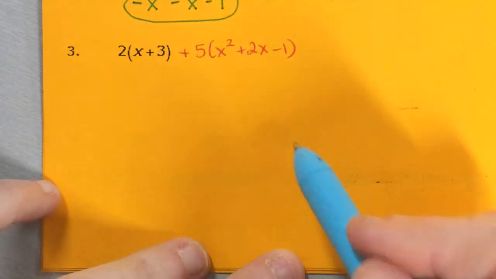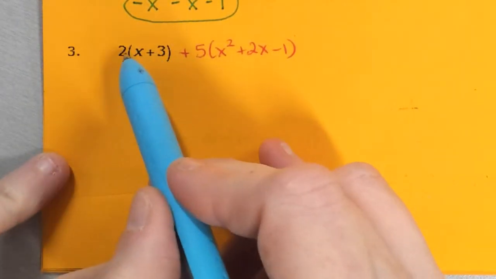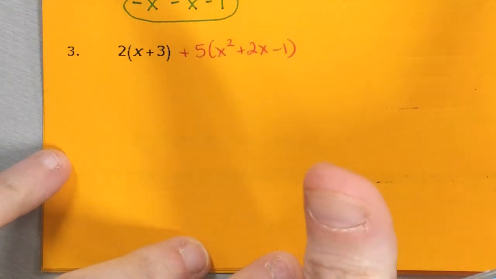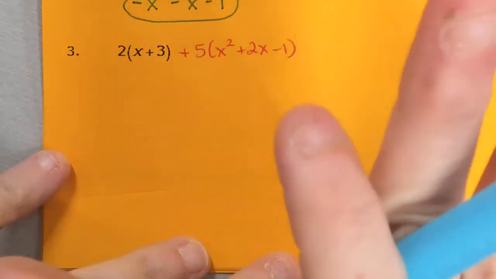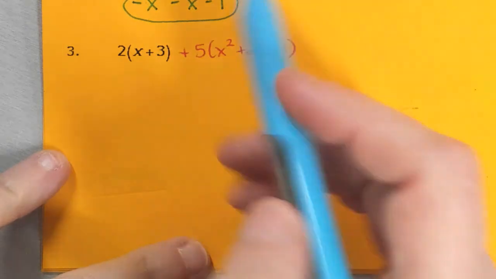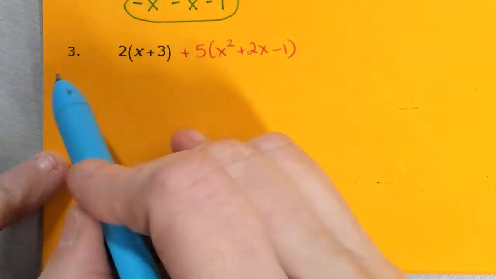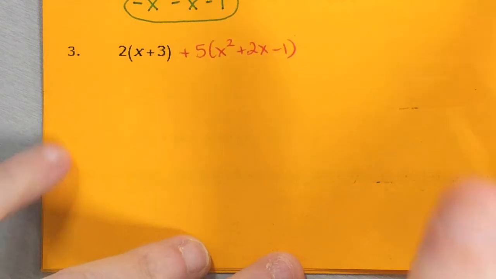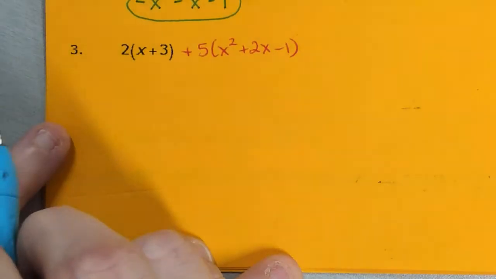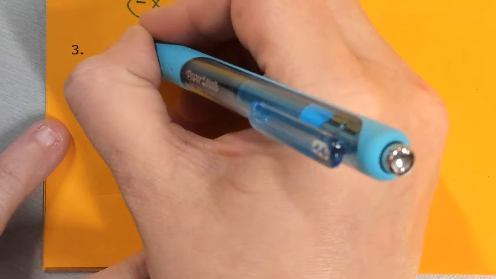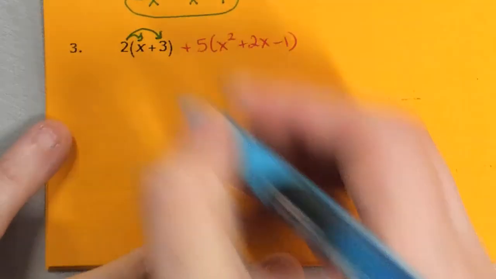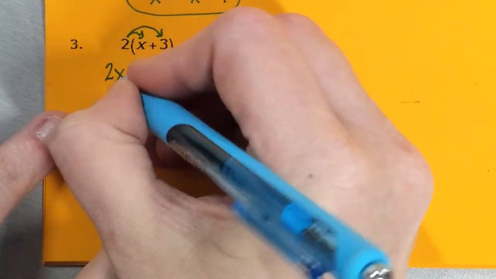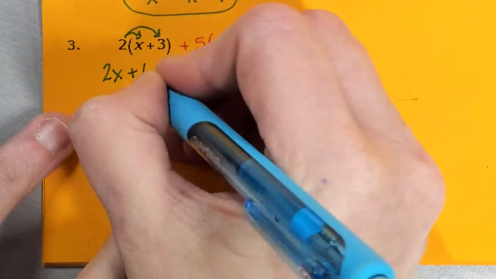But for this one, there are 2 ways we can do this. We can distribute, or we can make a table, but we have to handle what's in front of these parentheses before we can do anything else. So what I suggest we do is distribute. Okay, so I have 2x plus 3, so I'm going to distribute that 2. So 2 times x is 2x, 2 times 3 is positive 6.